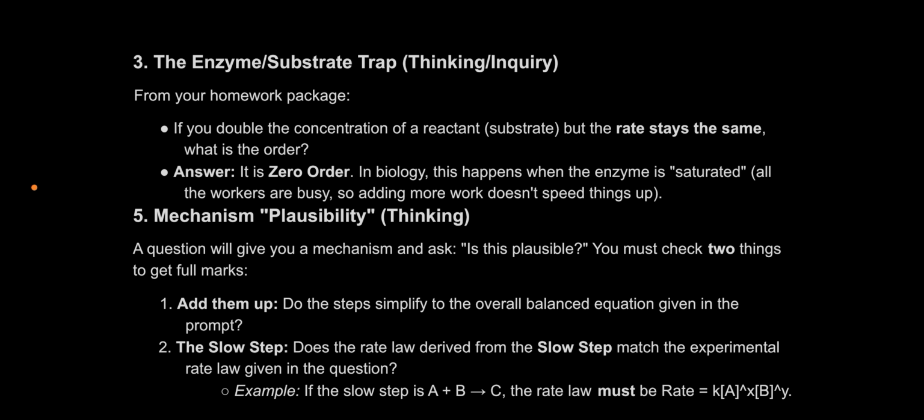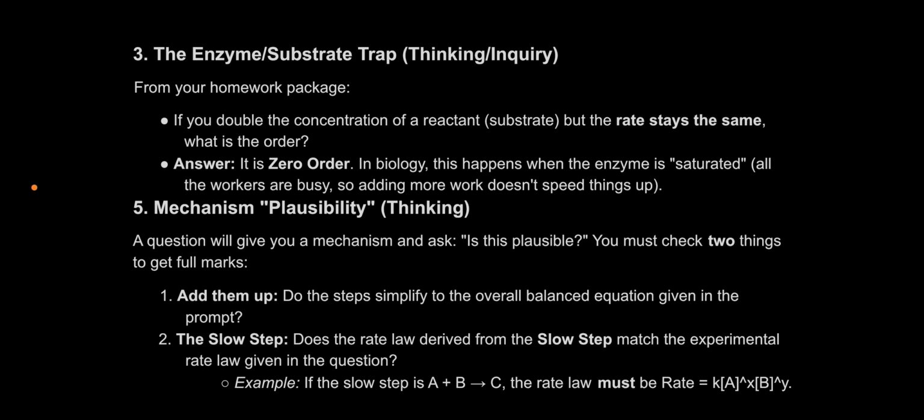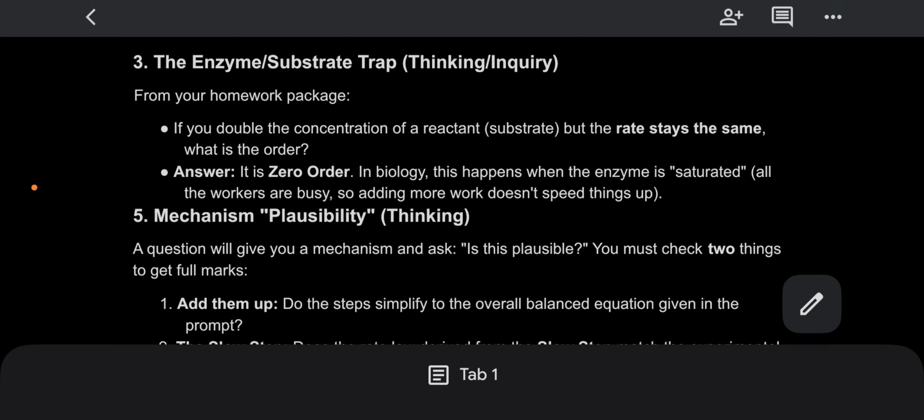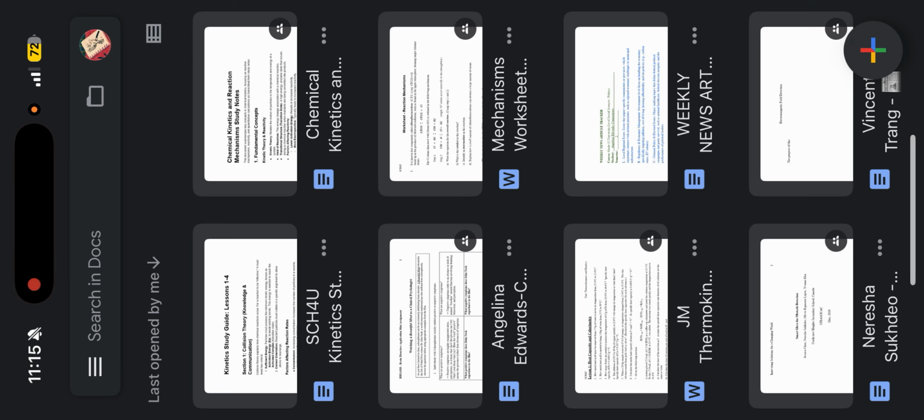A question will give you a mechanism and ask, is this plausible? You must check 2 things to get full marks. Add them up. Do the steps simplify to the overall balanced equation given in the prompt? The slow step: does the rate law derived from the slow step match the experimental rate law given in the question? Example, if the slow step is A plus B turns into C, the rate law must be rate equals k[A]^x[B]^y.